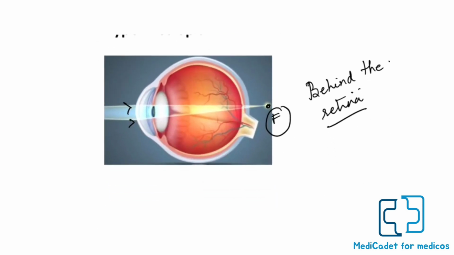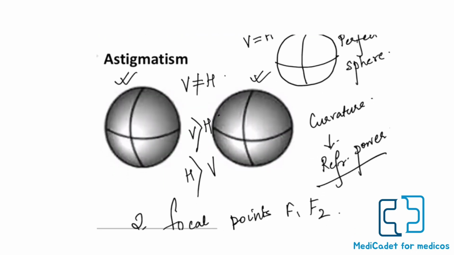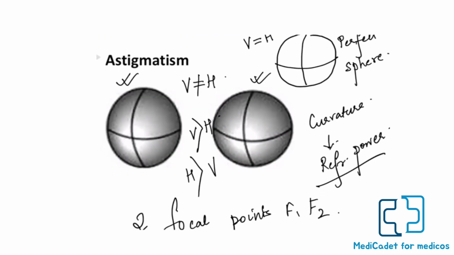However, in astigmatism, the problem is that the eyeball is not a perfect sphere. The V and the H are not equal. So I don't have a single focal point. I end up with two focal points, F1 and F2. Right? So this is the core concept of astigmatism.